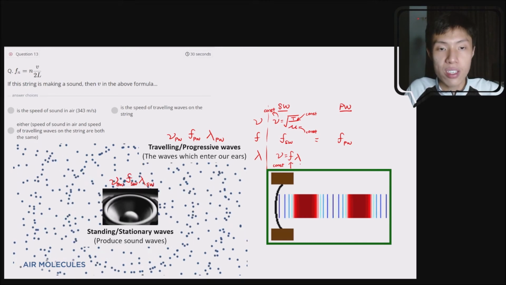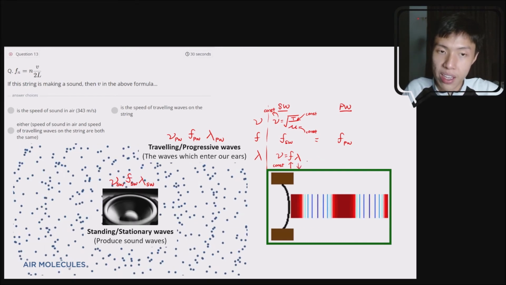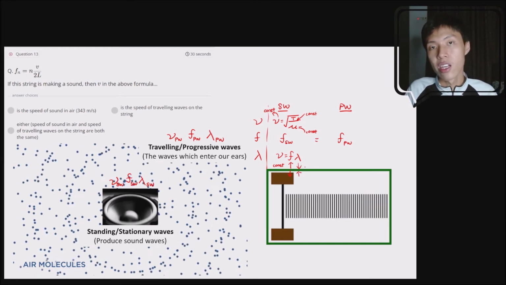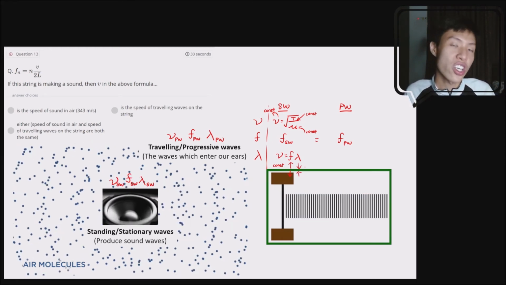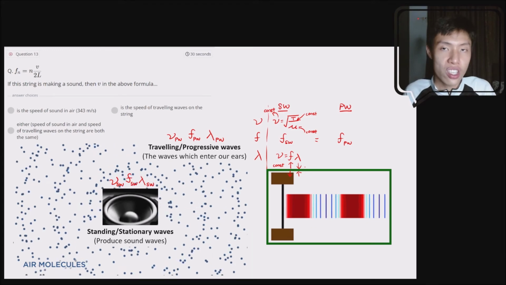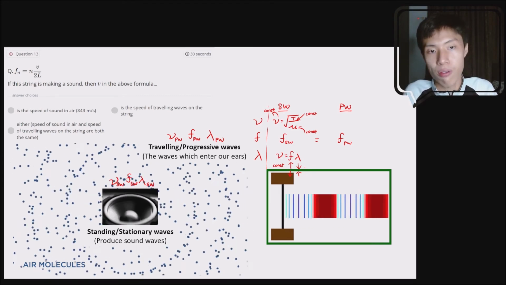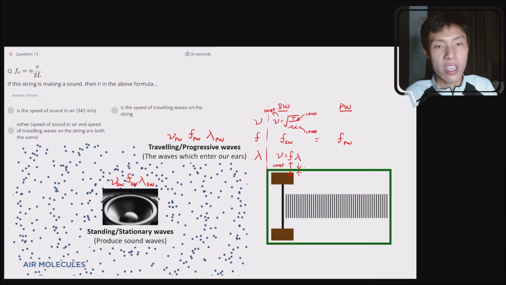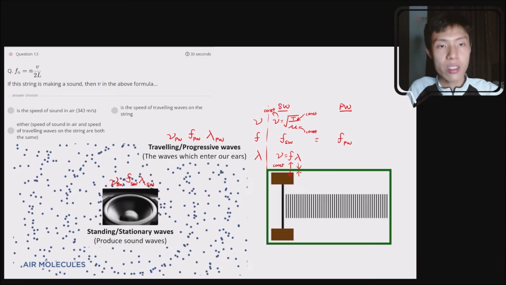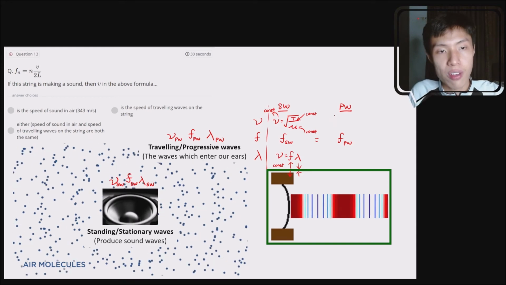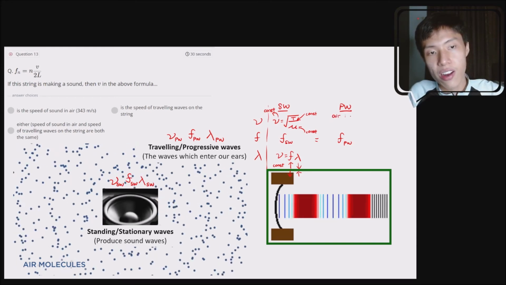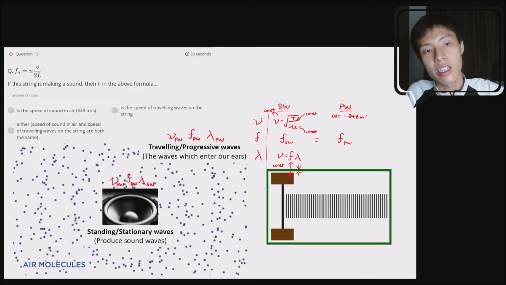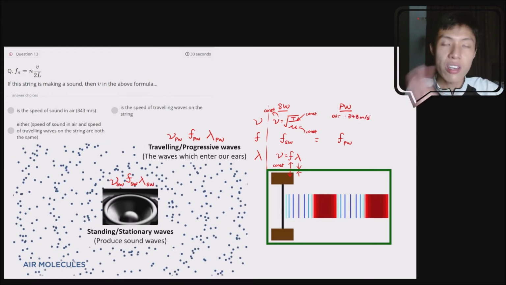So if you increase the frequency, you bring down the wavelength. And of course, if you bring down the frequency, you increase the wavelength. So by changing the frequency, you are changing the wavelength. You are not changing the wave speed of the wave produced on the guitar string. Okay, so this is the standing wave. For the progressive wave, if it's in air, then you know that it's around 343 meters per second. It's usually around this range.